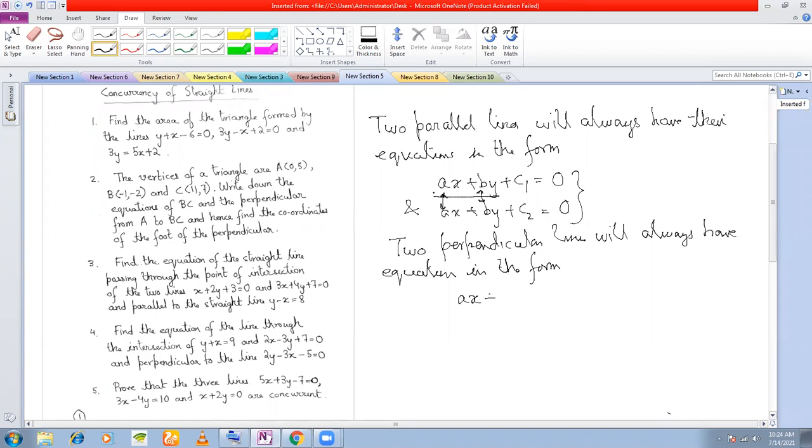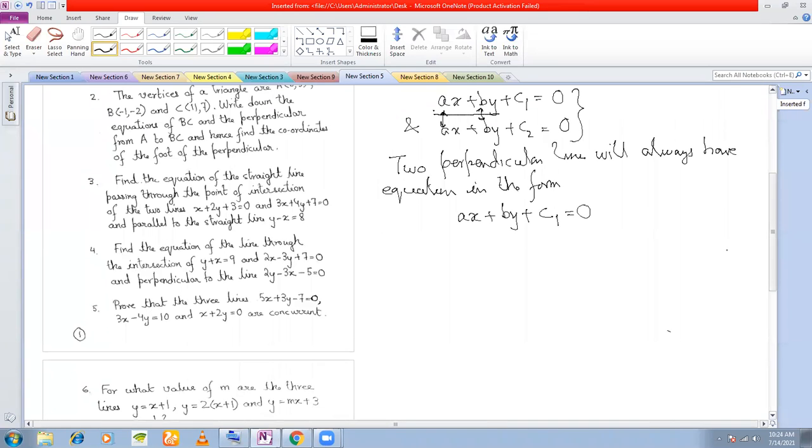First equation you can take normal ax plus by plus c1 is equal to 0. And the next equation, remember, the coefficient of y will become the coefficient of x. So you have dx. And the coefficient of x will become the coefficient of y, but with the sign changed and with another constant term c. Is this clear to everyone?